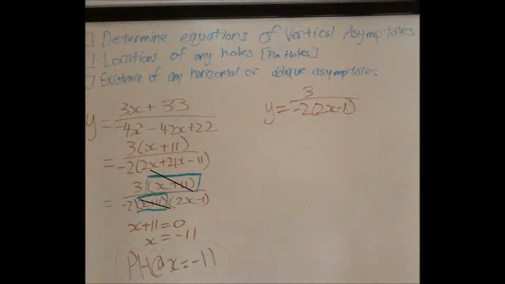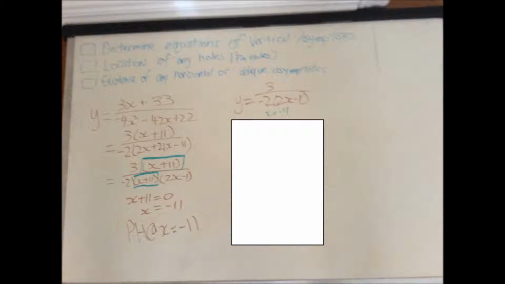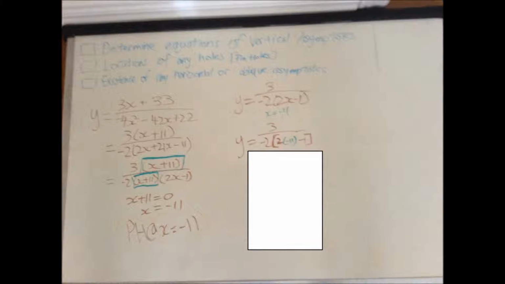Now that you have a new equation without the hole, we must find the y-coordinate of the hole. To do that, we must substitute negative 11 for x. Therefore, the equation is y = 3 over -2(2 times -11 - 1).